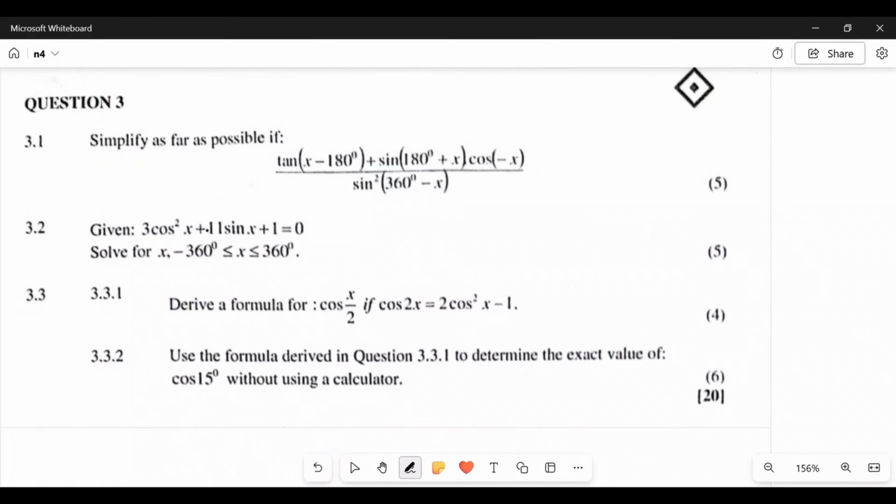All right, here's our question 3. Question 3 is based on trigonometry. So it has 5 questions. We're going to start with 3.1 and then we're going to do other questions afterwards. So let's create space so that we can do 3.1.